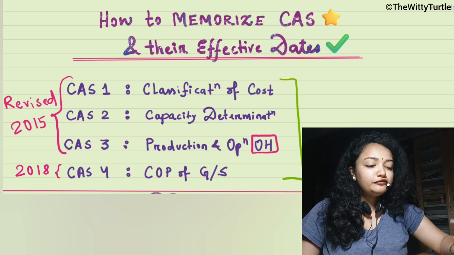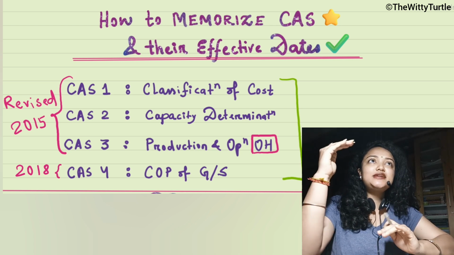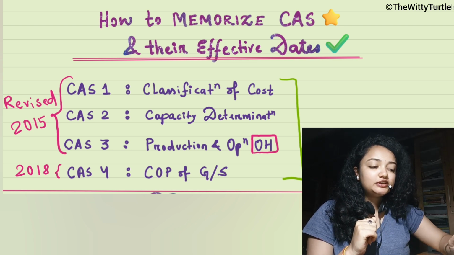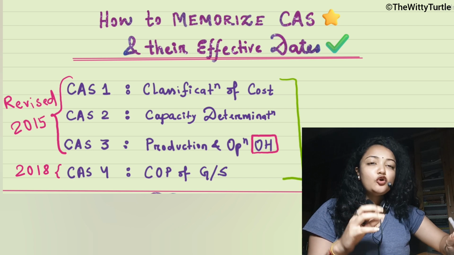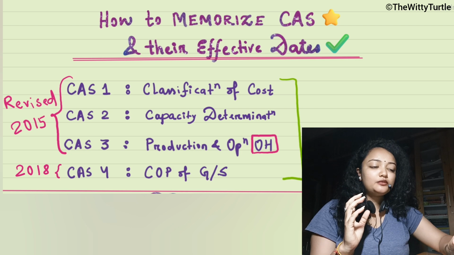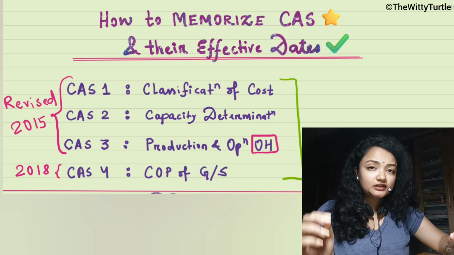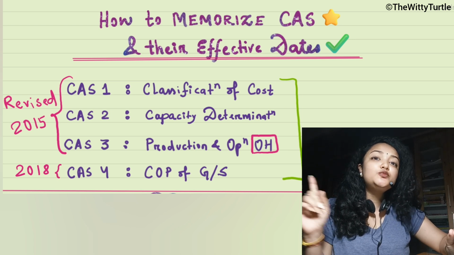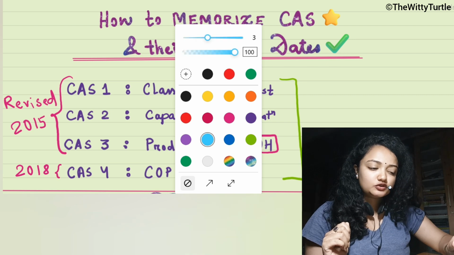Coming to the first cost accounting standard, it's very important for us to understand the chronology. So, the first is CAS1. What does CAS1 say? Obviously, whenever we are talking about cost, we need to know what kind of cost it is. So obviously CAS1 has to be classification of cost, right? It has to be classification of cost.